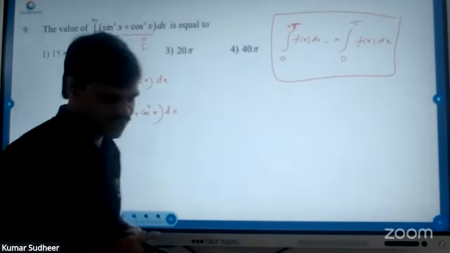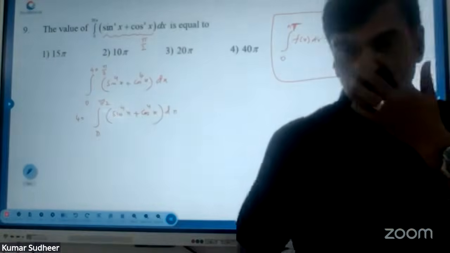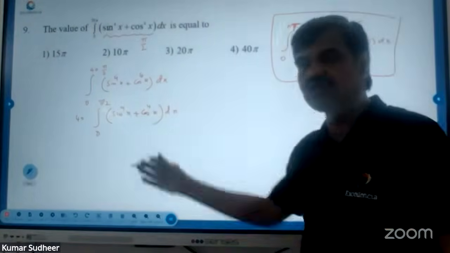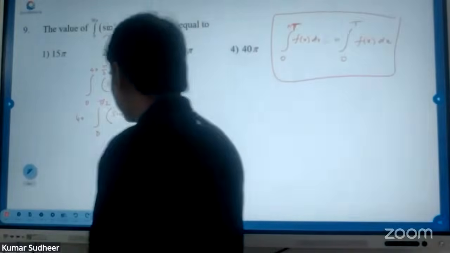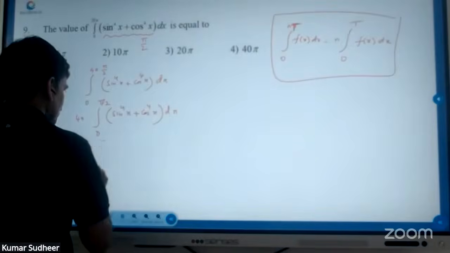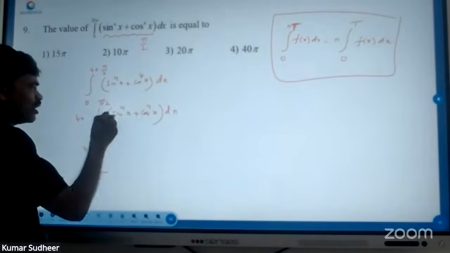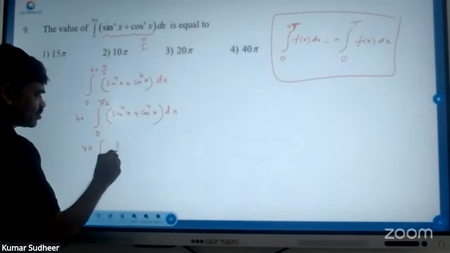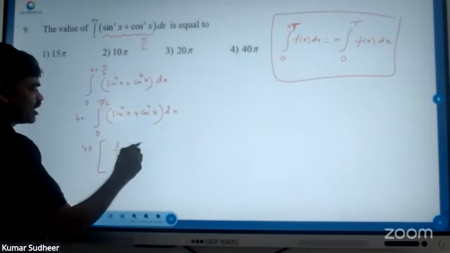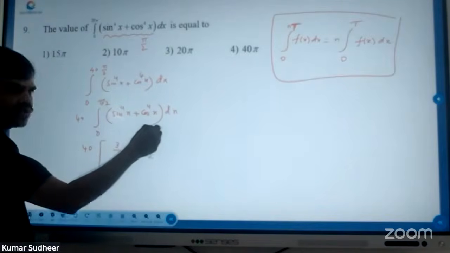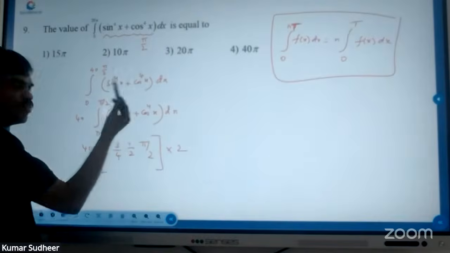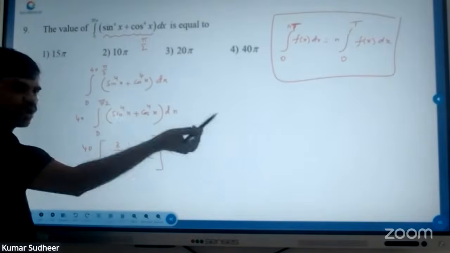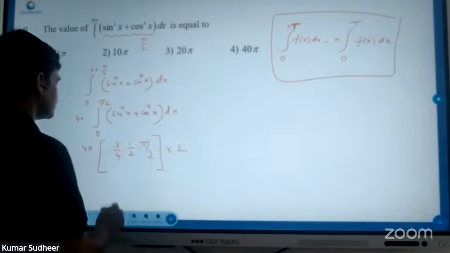Now we have to integrate this one. Many methods are there to integrate. What I will do is use the reduction formula, since sine power 4 and cos power 4 give the same value. So 50 into integral 0 to pi by 2 sine power 4x, which is 3 by 4 into 1 by 2 into pi by 2, and this will also be the same, so into 2. Since we know the integral 0 to pi by 2 sine power 4x is equal to integral 0 to pi by 2 cos power 4x. So now solve this one.